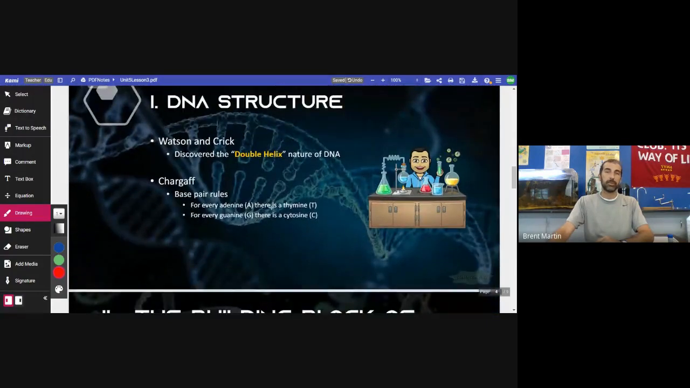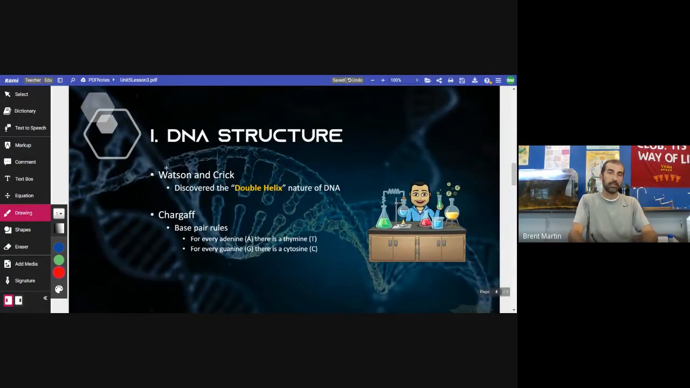Now, the people who discovered the actual structure of DNA were 2 scientists, Watson and Crick, I believe was their name. They discovered the shape of DNA and called it a double helix, like that twisted ladder. And just FYI, if it was a ladder, the sides of the ladder are actually the sugars and the phosphate groups. And then the steps in the ladder would be your nitrogen base pairs. You'll find out what they are in just a second.